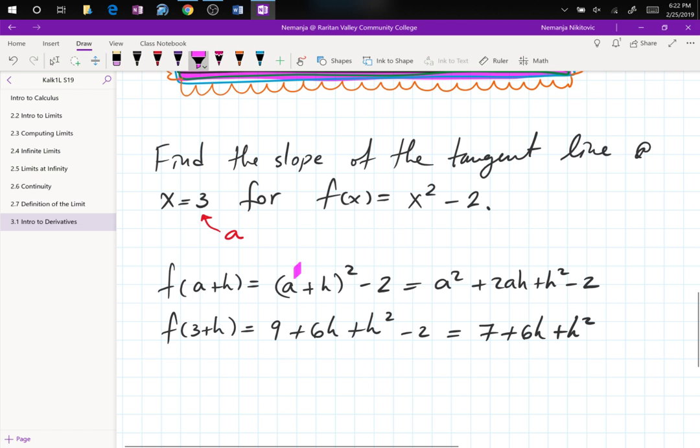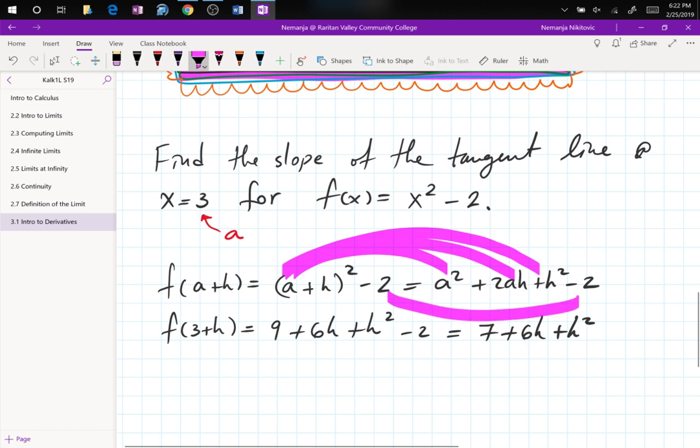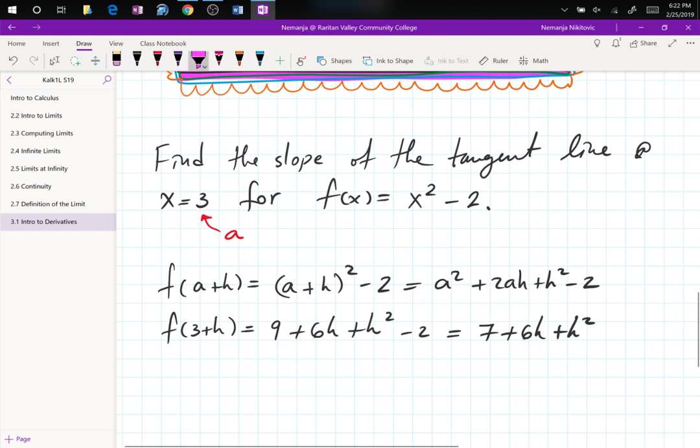Now, distribute, copy 2, and now we plug in a is equal to 3 because that's given to us. A is 3, there's your a, there's another a. Combine all the arithmetic and we finally have this.